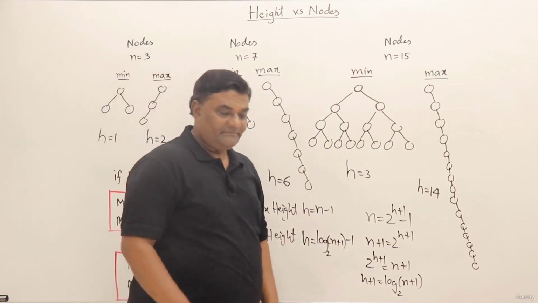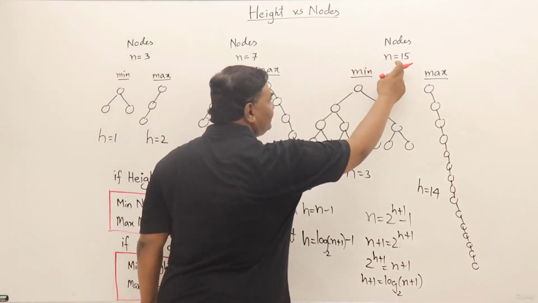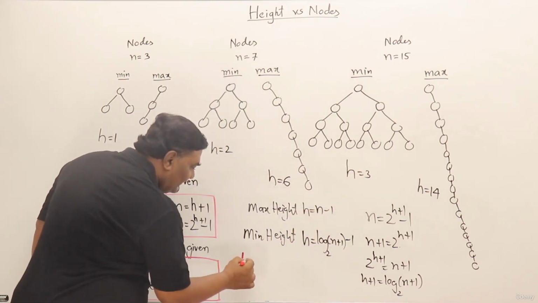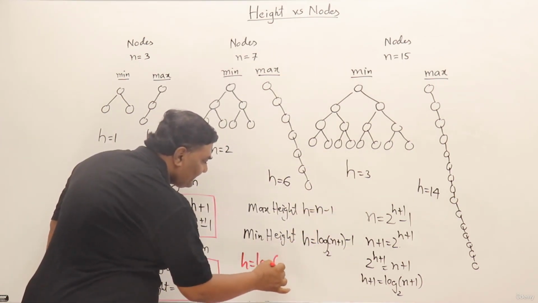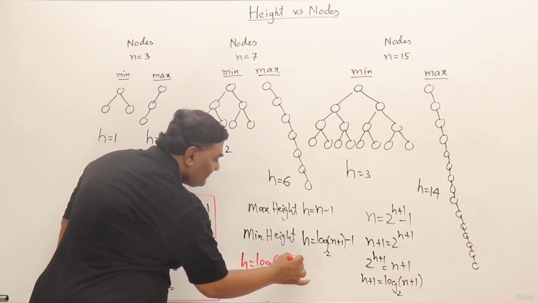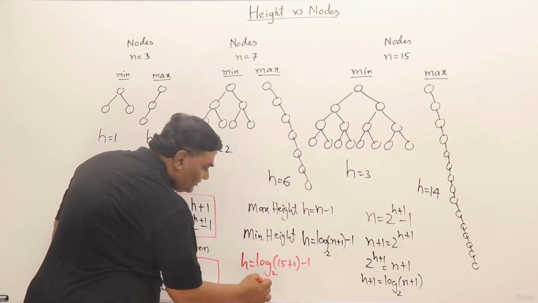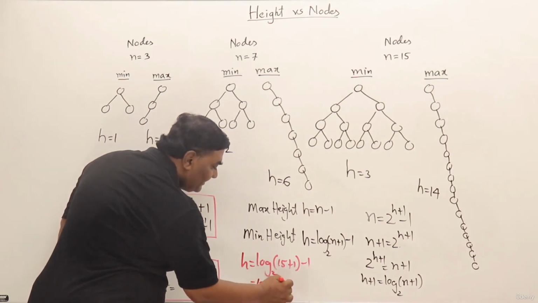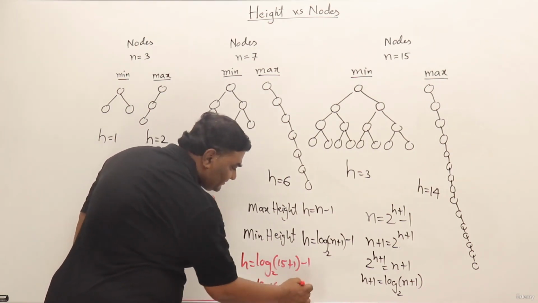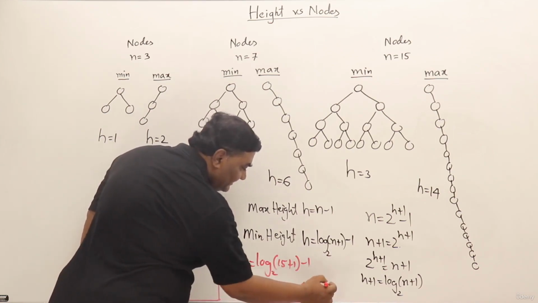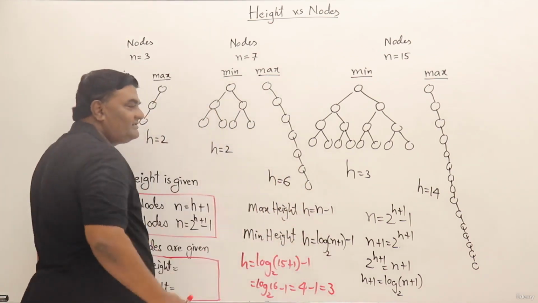Let us verify this one. I have 15 nodes. What could be the minimum height? We know the answer is 3. Let us check it. h is equal to log of 15 plus 1, minus 1. So this is log 16 base 2, minus 1. Log 16 base 2 is how much? 4. 4 minus 1 is 3. Yes, we are getting the answer.